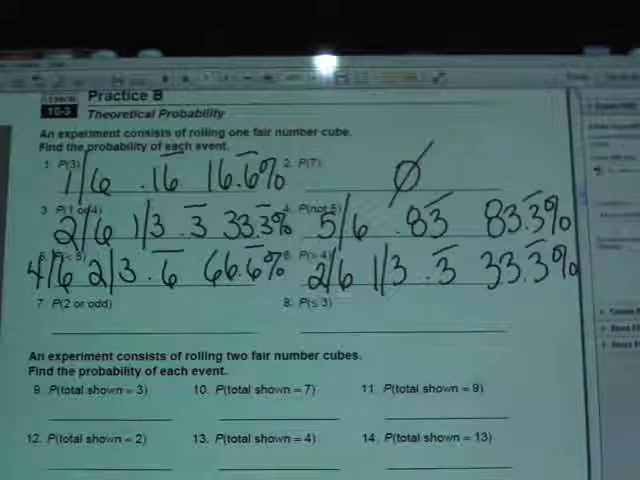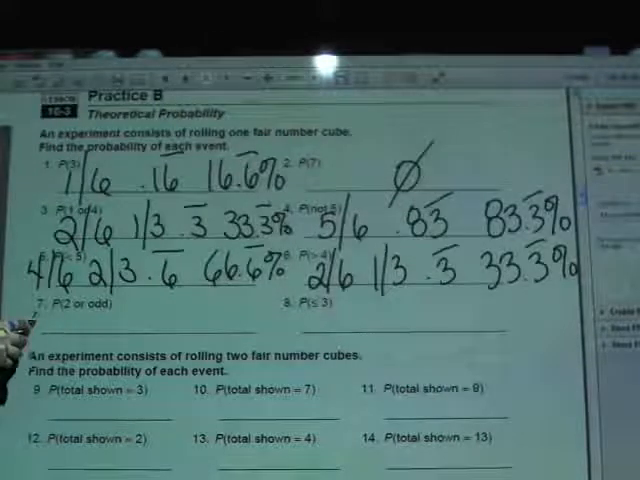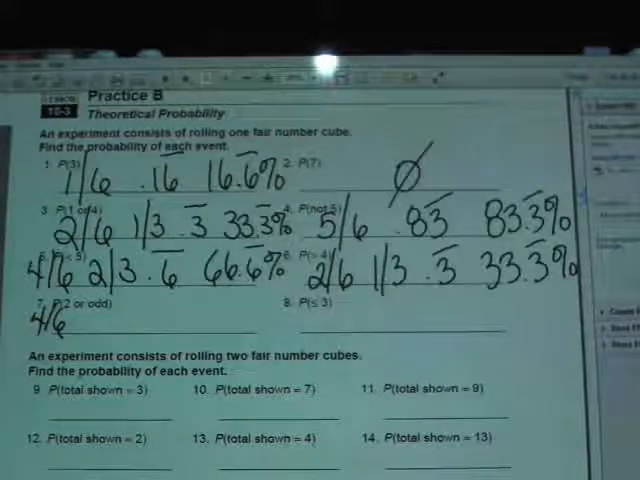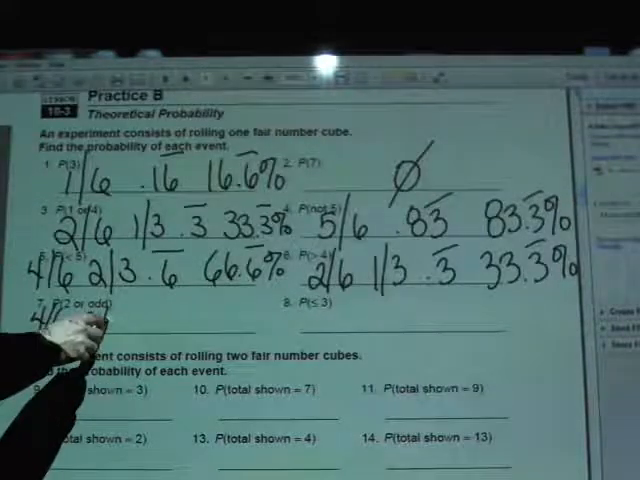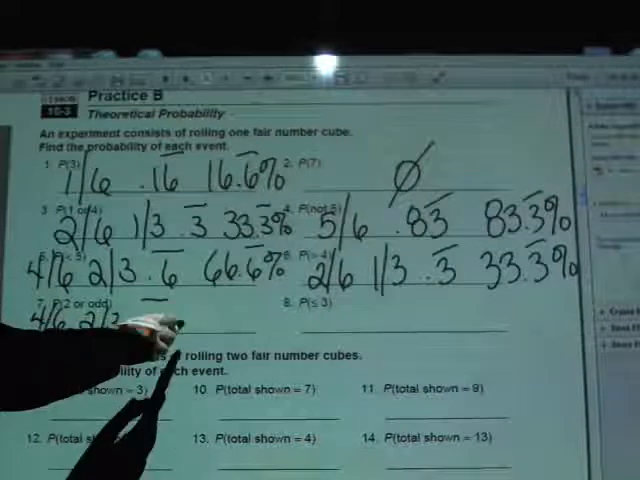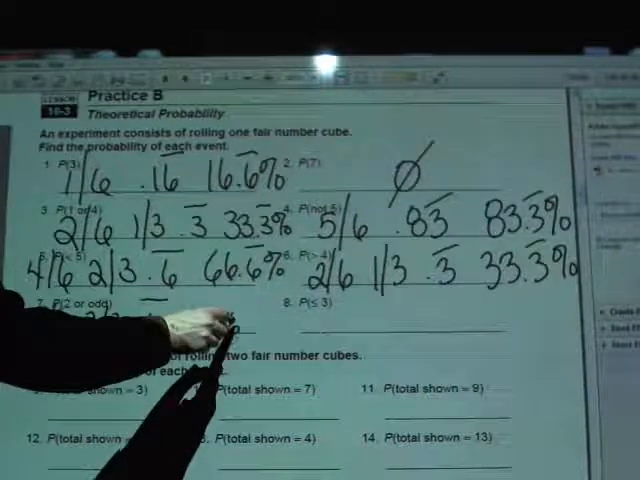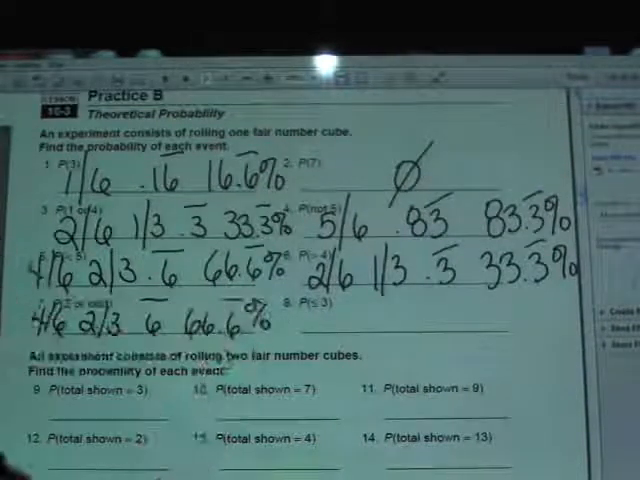Number 7 is asking about the probability of getting 2 or an odd. So, of course, the odds would be 1, 3, and 5 on the die, and then they're also saying 2 could be a winning possibility. So that's 4 winning possibilities out of 6 total. So as you can see, my answer there is going to mimic number 5. We're going to say 2/3 and 0.6 repeating and 66.6 repeating percent.